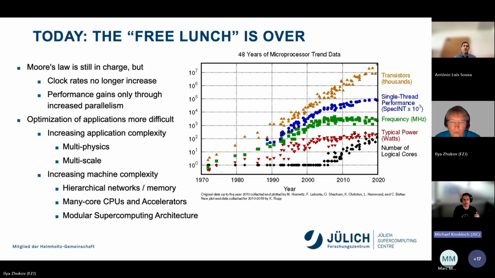So we nowadays have hierarchical network topologies. We have memory hierarchies, right? We have many core CPUs and accelerators. As I said, we have increased parallelism on chip on a single CPU. So nowadays we have 96 cores on a single CPU, right? That was unimaginable a couple of years ago. And we have a variety of accelerators, namely GPUs from NVIDIA and AMD.